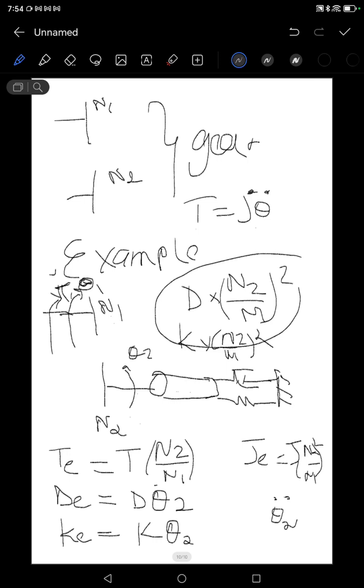When we have gears, we multiply our torque, our damper, and spring with gears. And then in the value, if the damper is close to the gears, we're gonna say D multiplied by N2 over N1 squared, okay? And for K it's also going to be N2 over N1 squared.